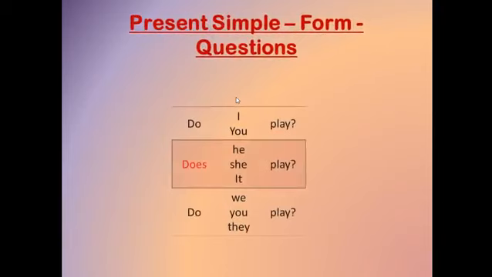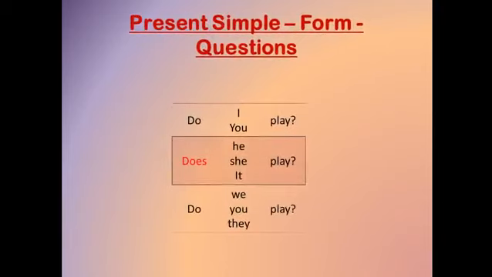If I want to form a question in the present simple, with I, you, we, and they, I add do in the beginning, then my subject, then the verb, and I do not forget the question mark. Do you play? Do they play? Okay, but with he, she, and it, I add does in the beginning, then my subject, and then the verb, and then of course the question mark.